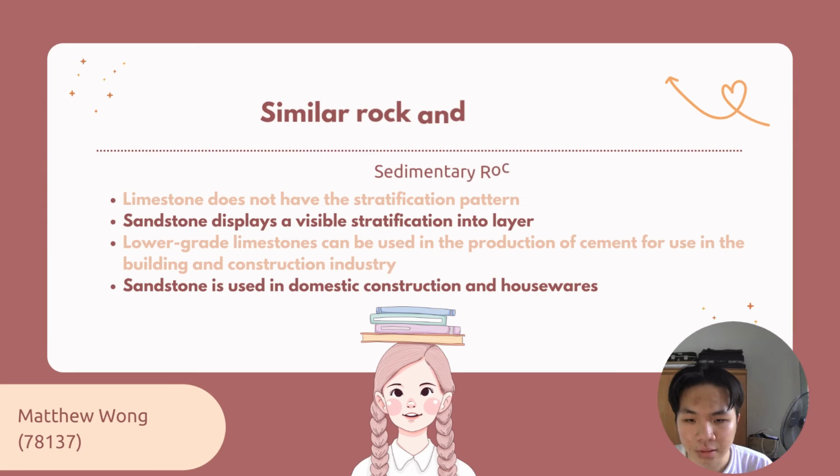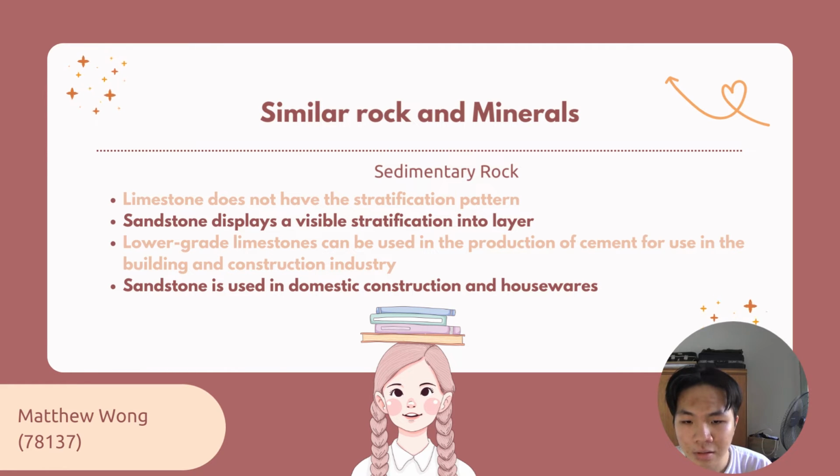Moving to sedimentary rocks, limestone and sandstone. Limestone does not have the stratification pattern that sandstone does. Some limestone is composed completely of organic matter that is impossible to see with just the naked eye, while sandstone displays a visible stratification into layers that help determine how a rock came to be, primarily based on the size and intensity of each layer.